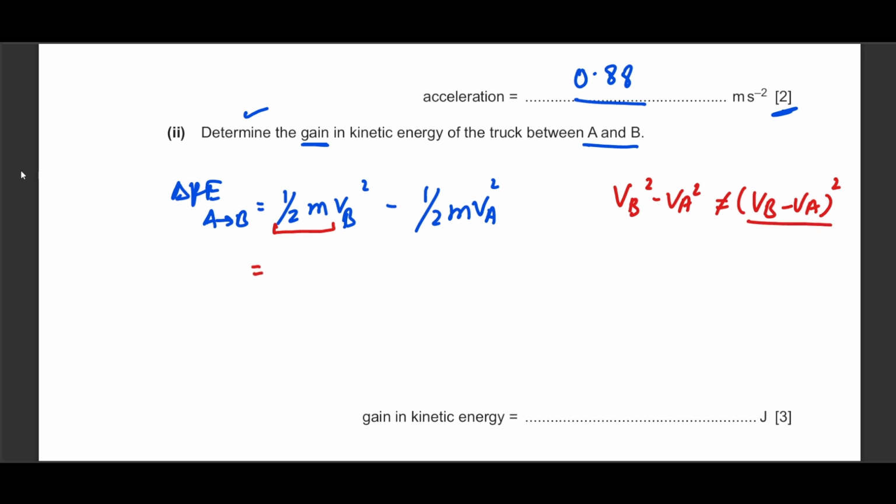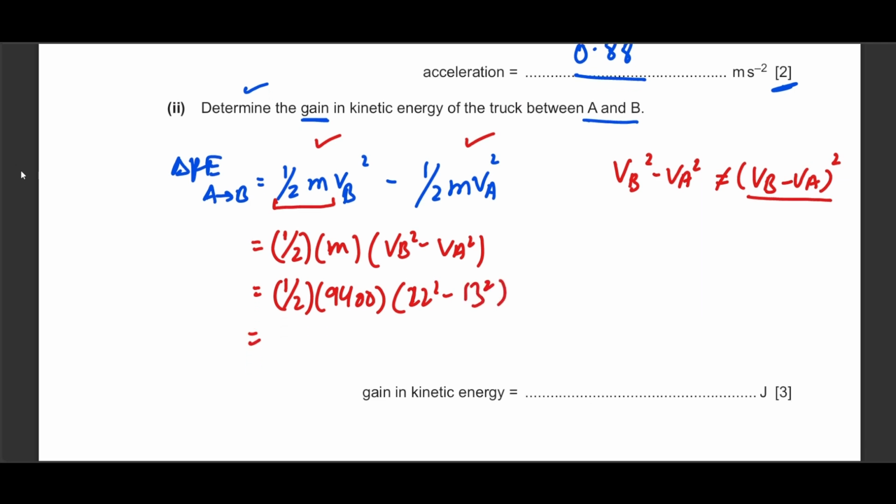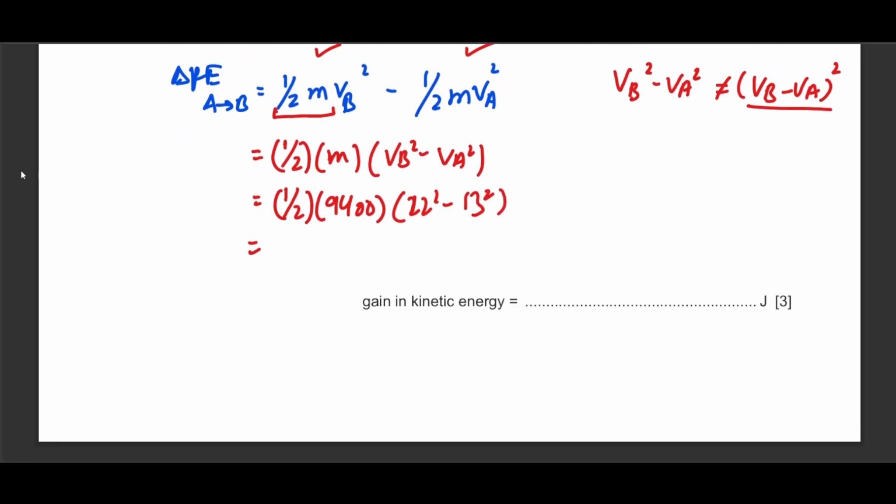I always advise you to write the formula in full first and then take out the common factor, even if you are really good at this subject. So m into vB square minus vA square, and now let's replace the values. So this will be 9400 into 22 square minus 13 square. You get the answer as 1.48 into 10 raised to power 6 joules. So this will be 1.5 into 10 raised to power 6 joules.